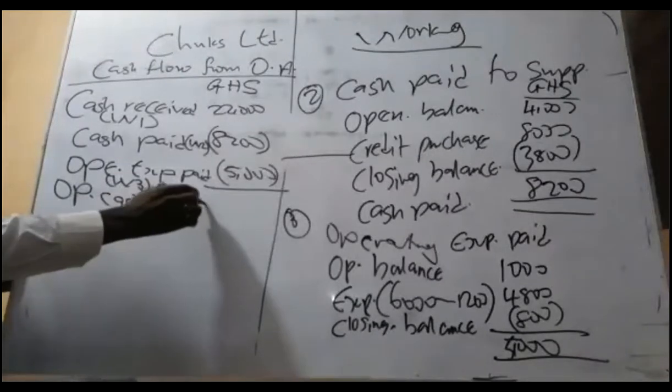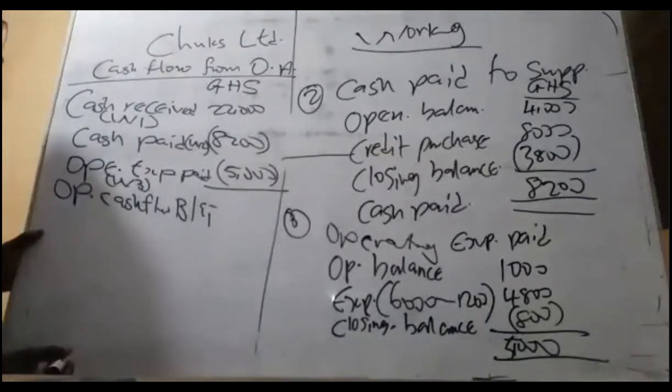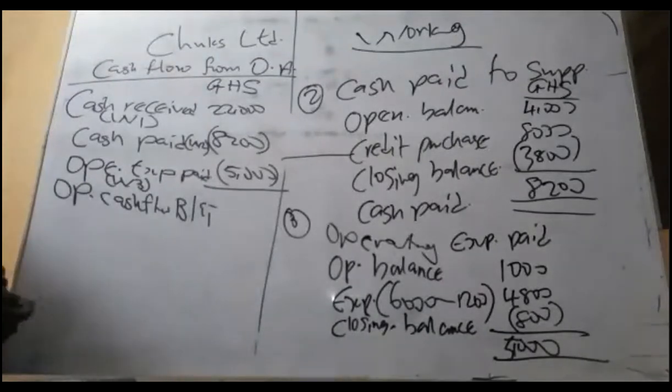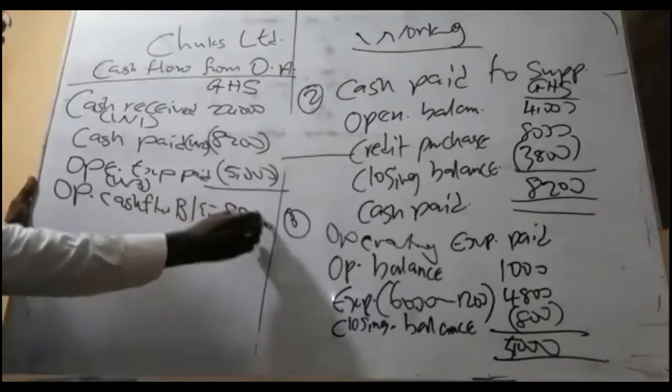Now tell the examiner that this answer is for operating cash flow before interest and tax. And that one will give us 8,800.